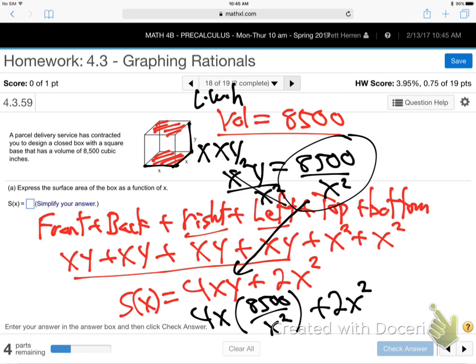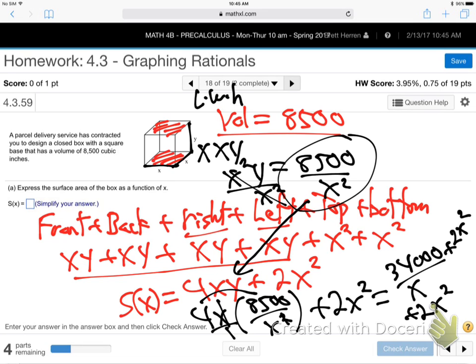You can clean it up a little bit. Put this over 1. This x will cancel one of these. And what's 4 times 8,500? 32 into a 34, like 34,000 or something? Is that what it is? I think that's right. Over x plus 2x squared. Oh, I'm way off the screen. Plus 2x squared. All right, one more we got to do.